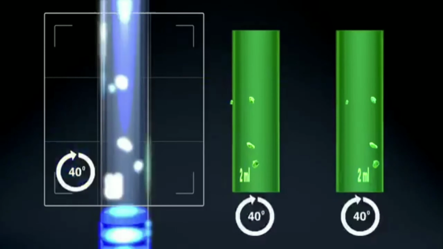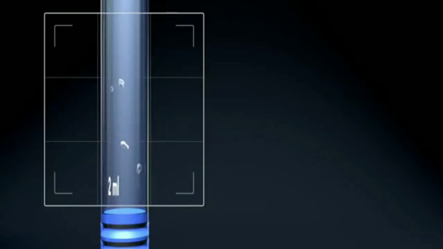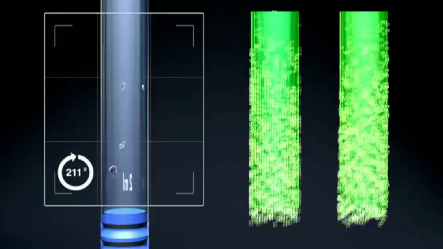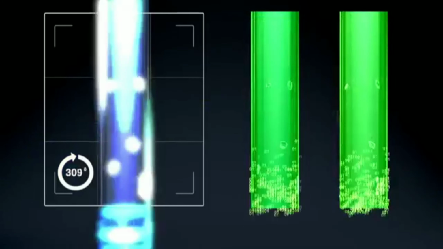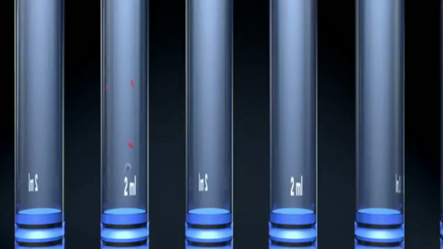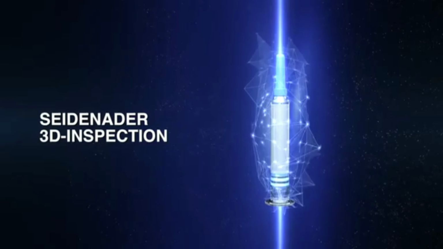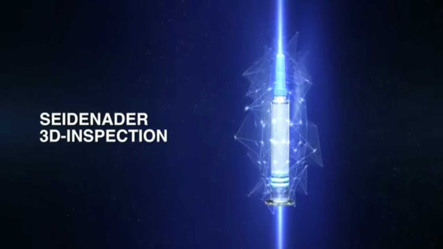The stages described above are repeated until the entire circumference of the container has been inspected. In the resulting image, only unmasked particles are shown, i.e. those which have been identified as definitely inside the container by the process of elimination. Seidenadder 3D inspection, the solution for particle detection in highly viscous products.